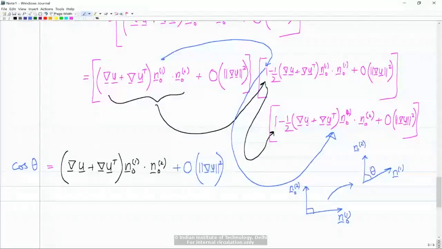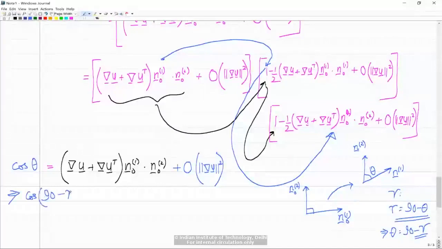But can you recall what was shear strain in UG class? Shear strain was 90 minus theta. That's the change in angle. So if gamma is your shear strain, then gamma is also equal to 90 minus theta, right? Or that means theta is equal to 90 minus gamma, with gamma being the shear strain. So come back here and write theta as 90 minus gamma.